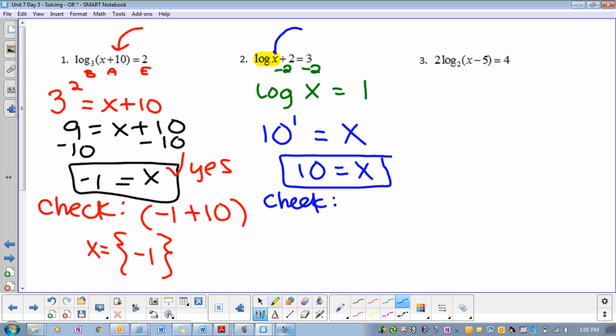You can only plug it in right there. There is no parentheses with the x. It's just x. If you plug in a 10 into there, is that a negative? Is that a 0? I got 1. Well, that works.